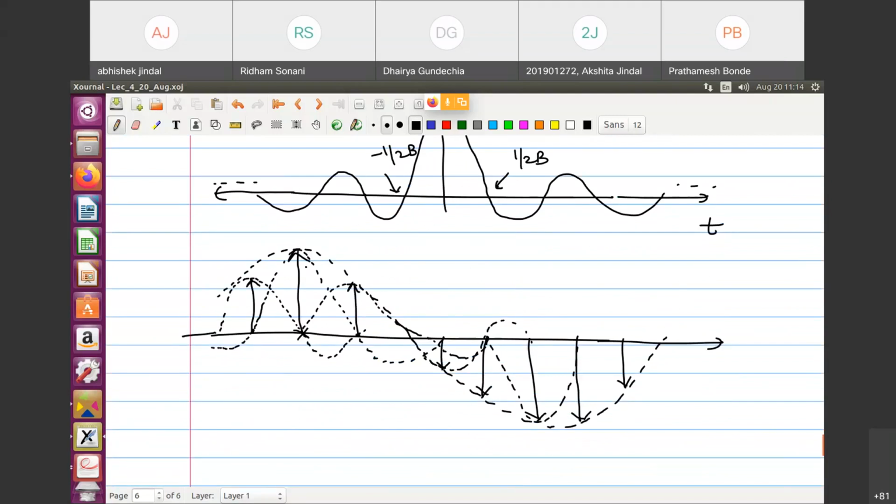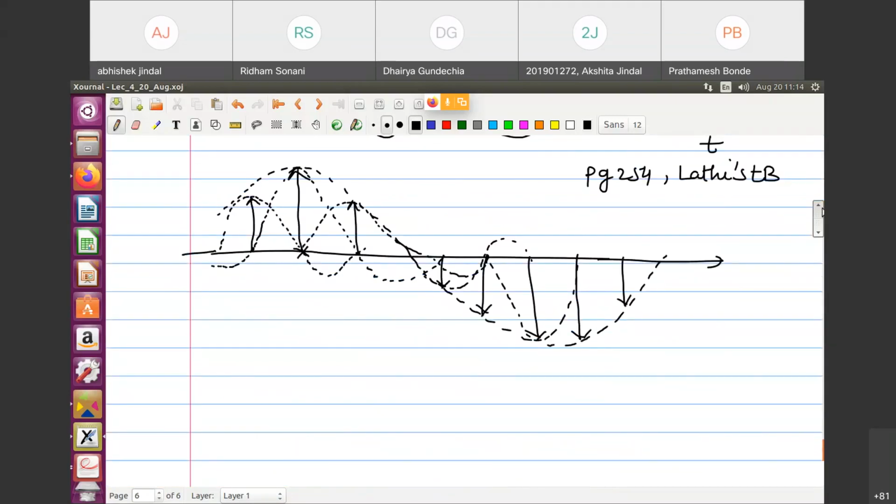For this, you can just see page 254 of Lathi's textbook. There is a small homework, or a self-reading assignment you can say: solve example 6.1 from Lathi's textbook. Very good example. So now we are done with signal reconstruction this way.